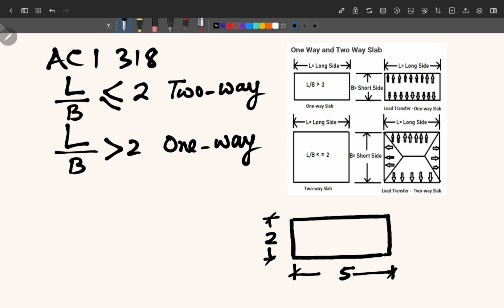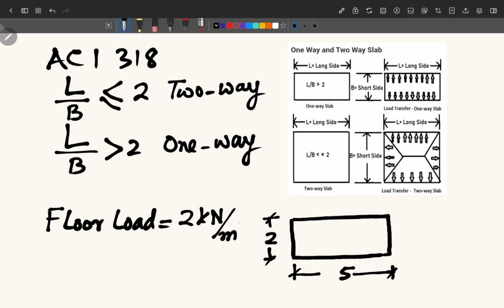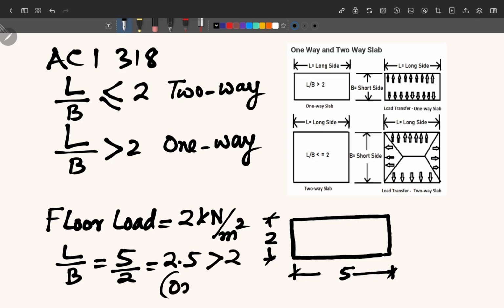And the load on this floor slab, the floor load, is 2 kilonewton per meter square. So whenever a slab is given, we will calculate whether it is one-way slab or two-way slab. Just look at the long side and the short side and take the ratio. So here in this question, the long side is 5 and the short side is 2. So L by B, which is 5 divided by 2, is equal to 2.5, and this is greater than 2. That means it is one-way.